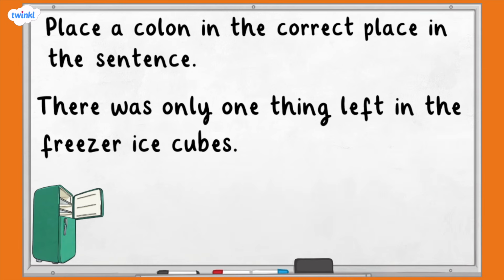Do you have an answer? Great! Let's take a look at the original sentence. The colon has to come after a main clause, and there was only one thing left in the freezer makes sense on its own, so the colon comes after that. So the answer is: there was only one thing left in the freezer: ice cubes. Well done if you got that one correct.